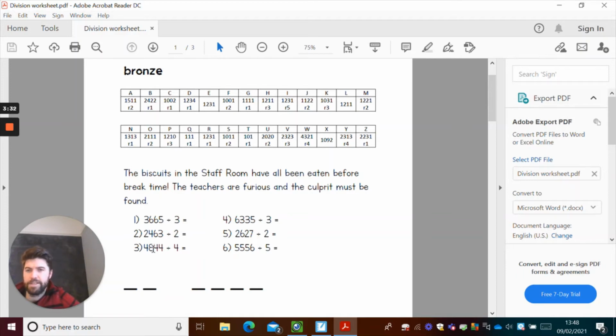So if, for example, for question 1, your answer was 2111 remainder 2, looking at, here it is, 2111 remainder 2, that would tell you that the first letter is O. It's not, I'm just using it as an example, alright? So, do that 6 times and it should spell out an answer.